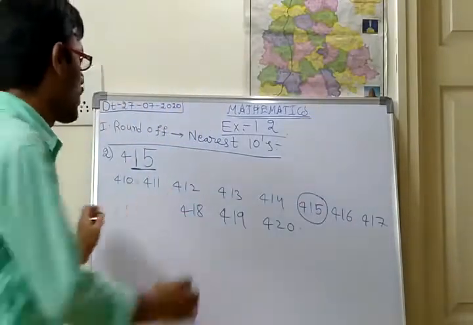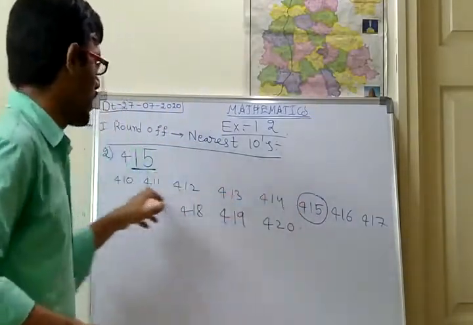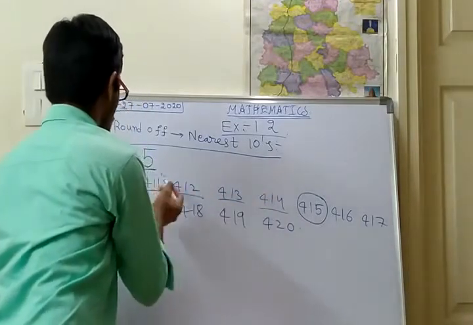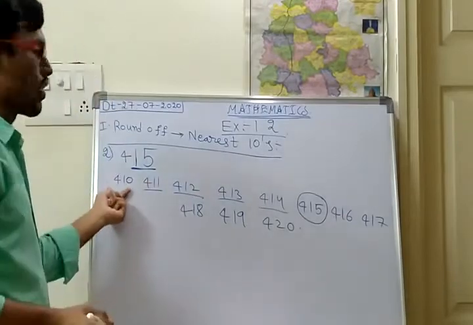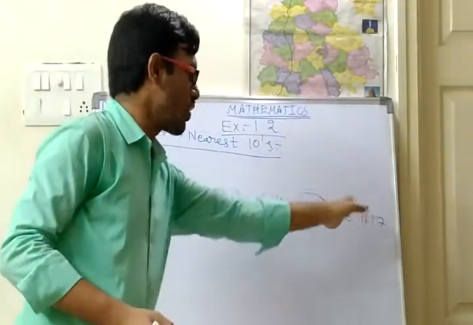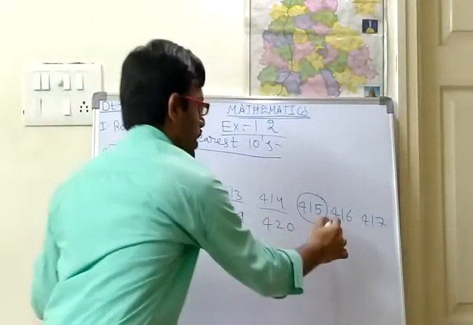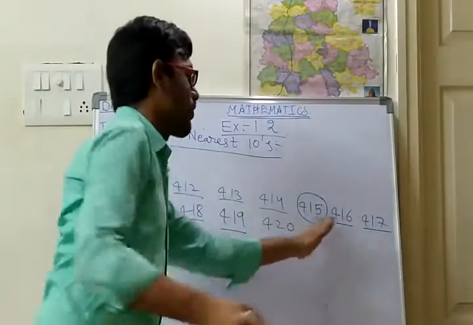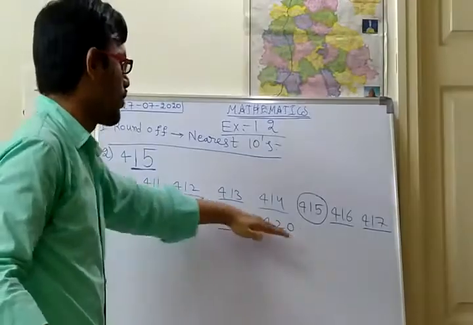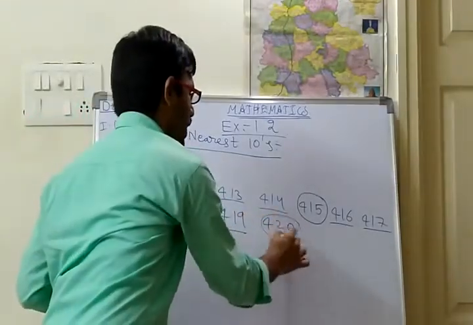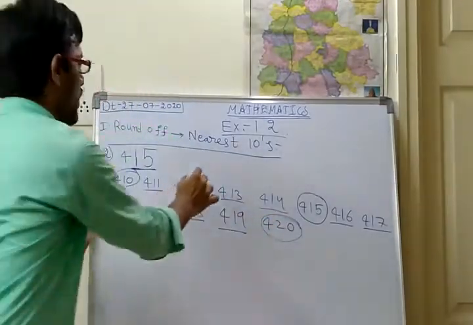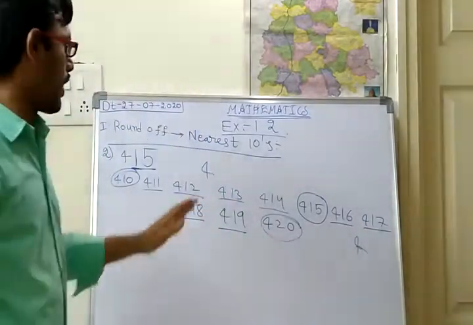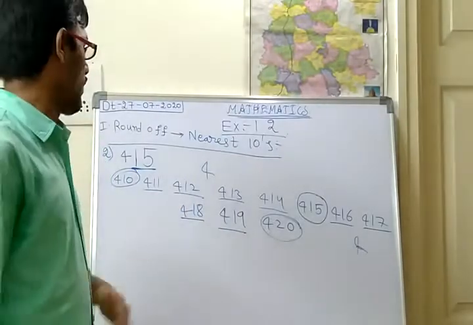Before 415, how many numbers are there? 1, 2, 3, 4. After 4 numbers, 410 came. After 415, how many numbers are there? 1, 2, 3, 4. After 4 numbers, 420 is coming. So exactly here and here, an equal number of places are there.